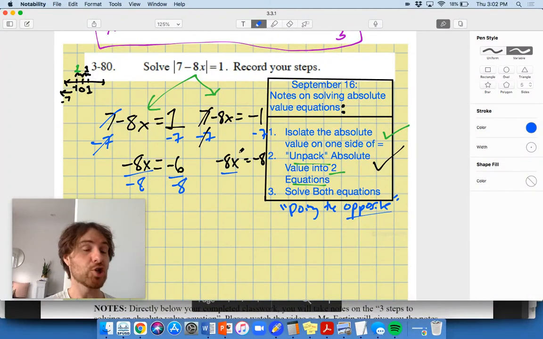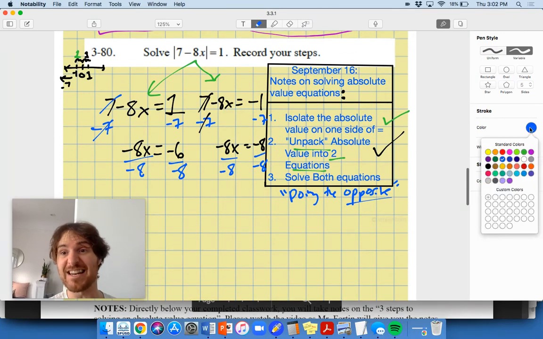Absolute value problems usually have 2 solutions. Why? Well, an absolute value of a number typically has 2 solutions, right? Because the negative and the positive version of a number would have the same absolute value. The only exception to that is the number 0. The number 0 only has one absolute value, and the absolute value of 0 would be 0 here. So here we go.